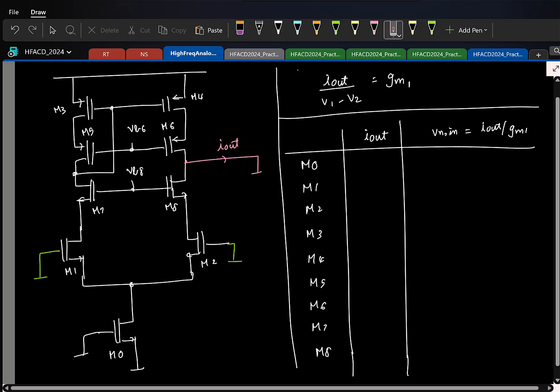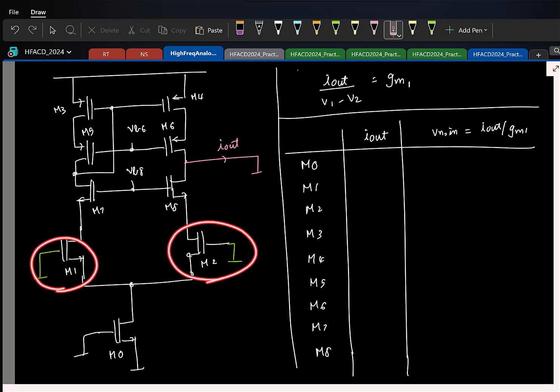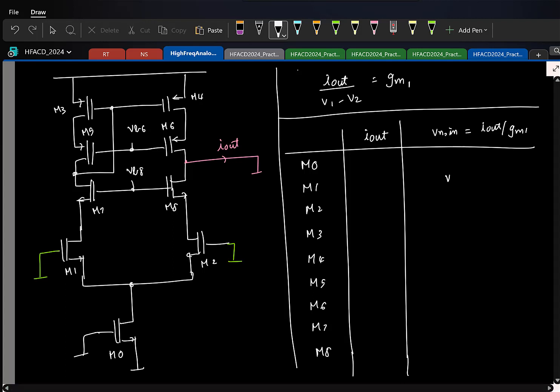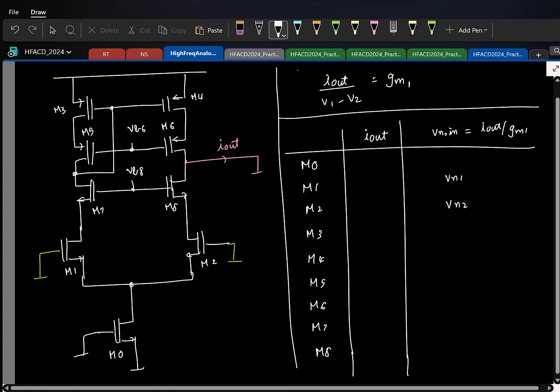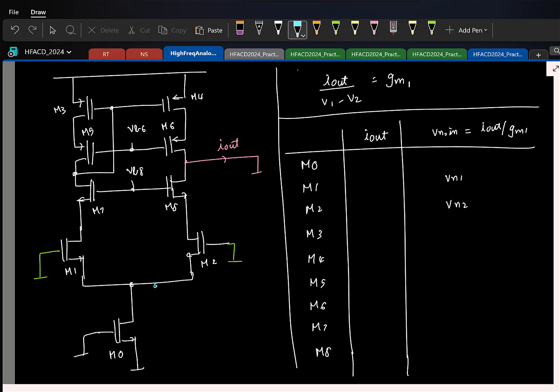Okay, now we should be able to do it quickly. So what is the input referred noise contribution due to these two guys? The same Vn1, Vn2 that I can directly write. Fine. Let's look at M0. What do you think will happen to the noise due to M0? It's the same thing. This will equally get divided in the two branches. So here I'll have half the current. Here I'll have half the current. So nothing flows. So that is 0.